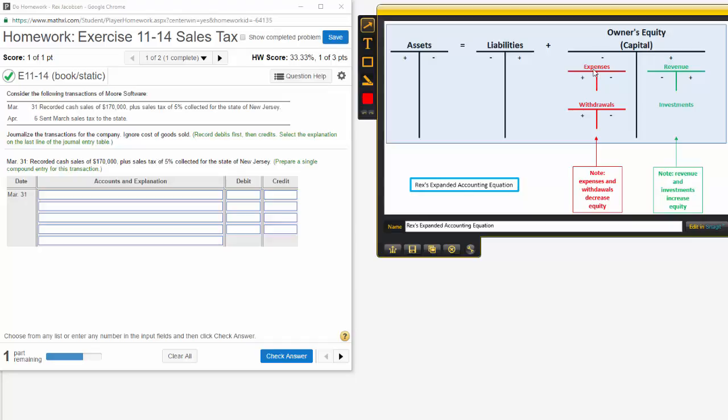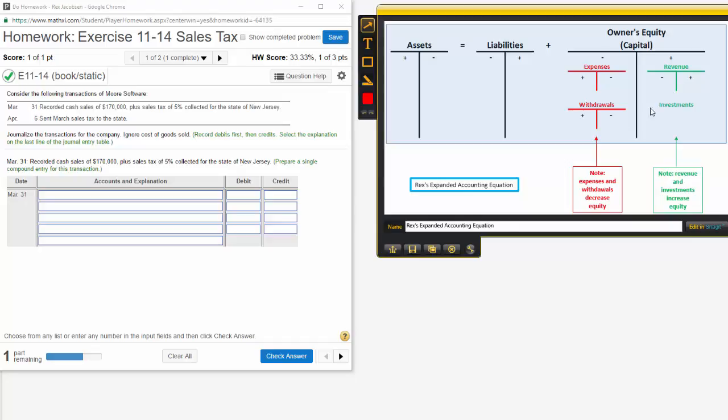And then there are two events that make capital go down, so we've placed them on the minus side. They are expenses and withdrawals. Notice the expenses have the plus sign, the opposite of revenue. Same with withdrawals.